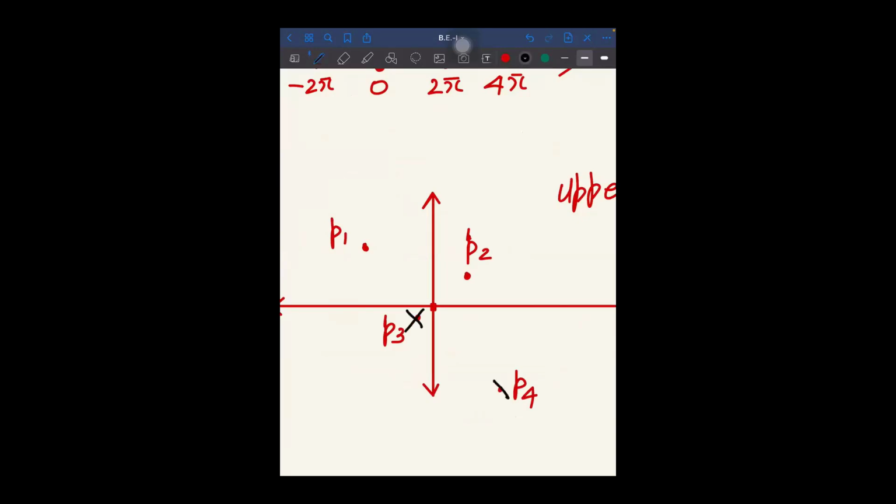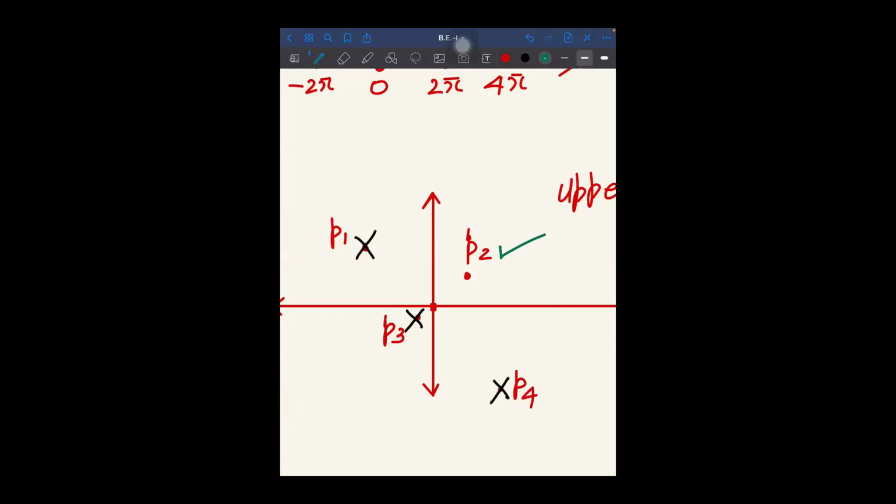P4, again, has a negative imaginary part. P1 has a positive imaginary part, but what happens? P1 is actually farther from the origin than P2, right? So P2 is our choice for the fundamental period in this case. Okay, are you with me on this?